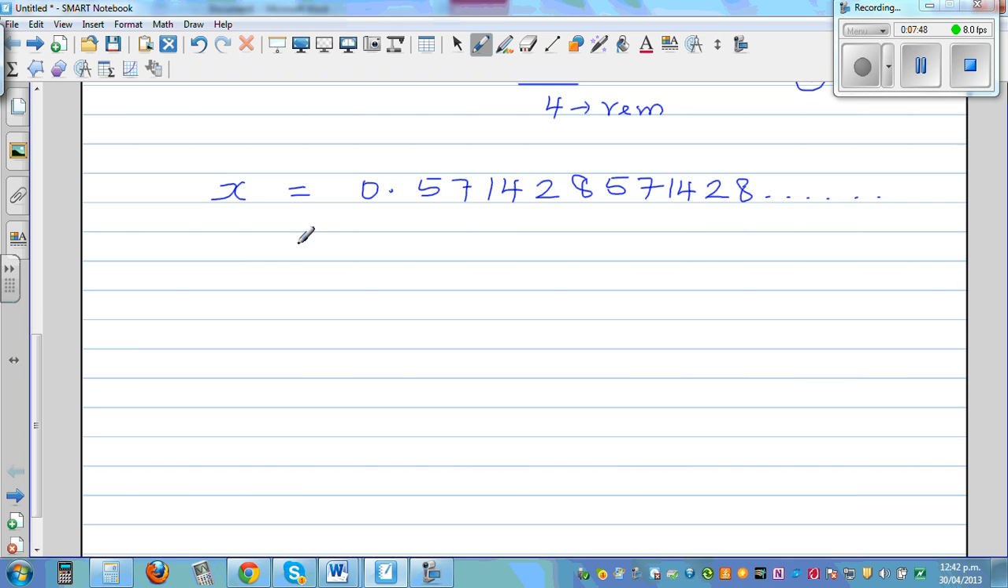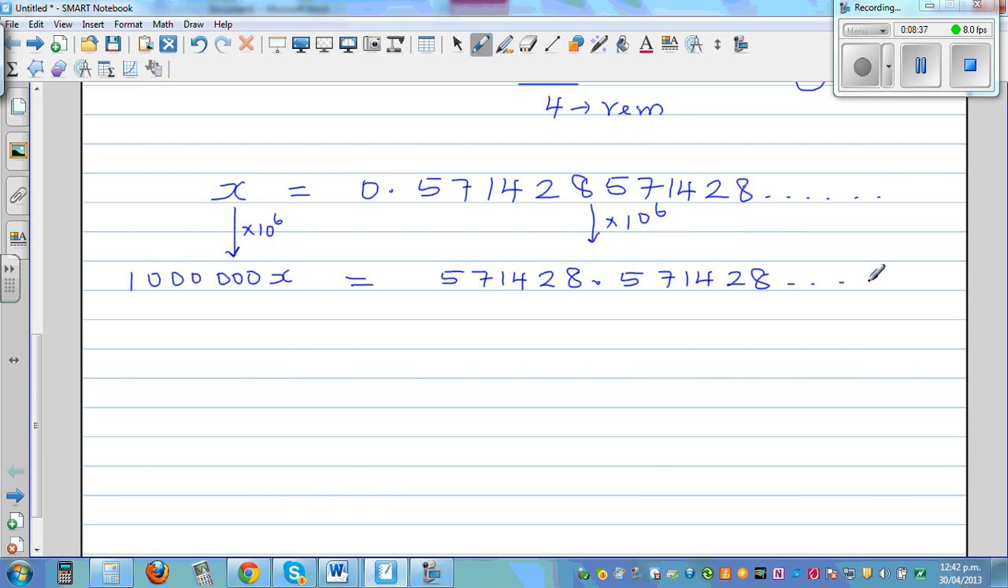So I'm going to multiply this by 1 million. So this is 1 million, which has got how many zeros? If you make this 1 million x, I'm multiplying this by 1 million, or 10 raised to 6. So if you multiply this by 10 raised to 6, what will happen? So this will become 571428.571428, and this will also go on to infinity.